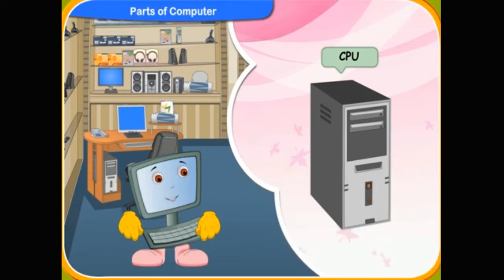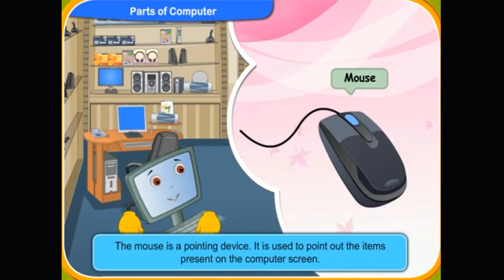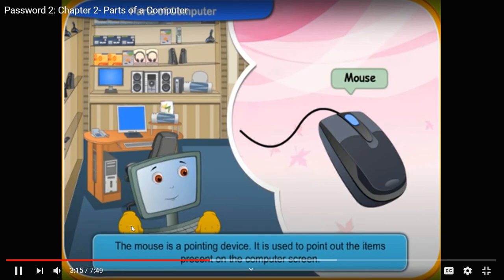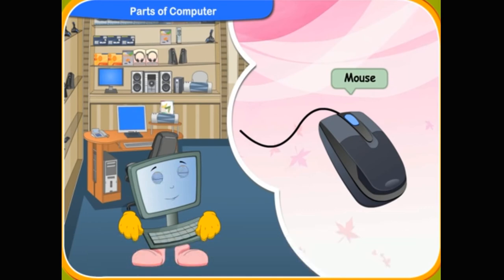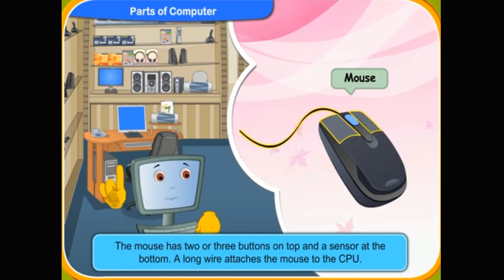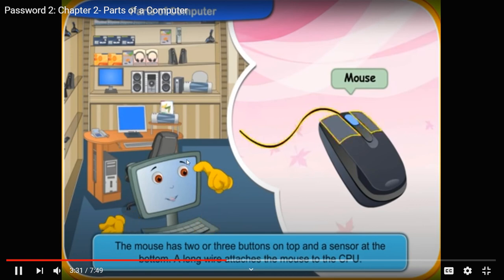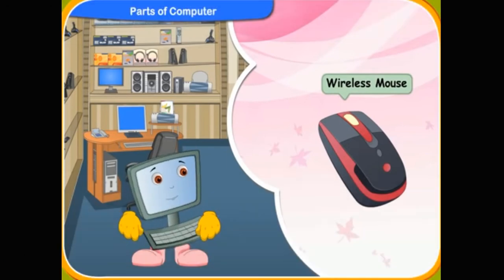Let us now discuss about the mouse. You probably know that the mouse is a pointing device. Yes, Kiko, I know that the mouse is used to point out the items present on the computer screen. Right, Rennie. The mouse has 2 or 3 buttons on top and a sensor at the bottom. A long wire attaches the mouse to the CPU. Nowadays, wireless mouse is also available.